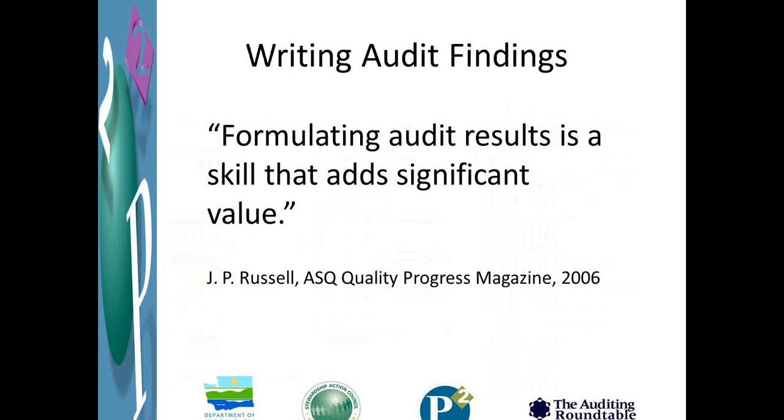J.P. Russell is a great quality manager who often writes for ASQ Quality Progress and other ASQ magazines. In the quote I pulled out here, he says formulating audit results is a skill that adds significant value. It's the theme of what we'll call modern auditing. In other words, we've gone beyond just checklist approaches, especially when evaluating a management system. There's a bit more subjectivity at times, and there's an opportunity to do more than a rote checklist and add value. We're not going to get into some of the details of the reports in terms of the sections that could be included.